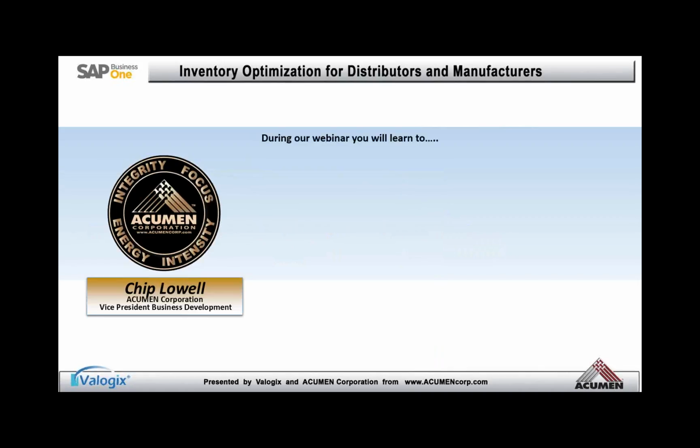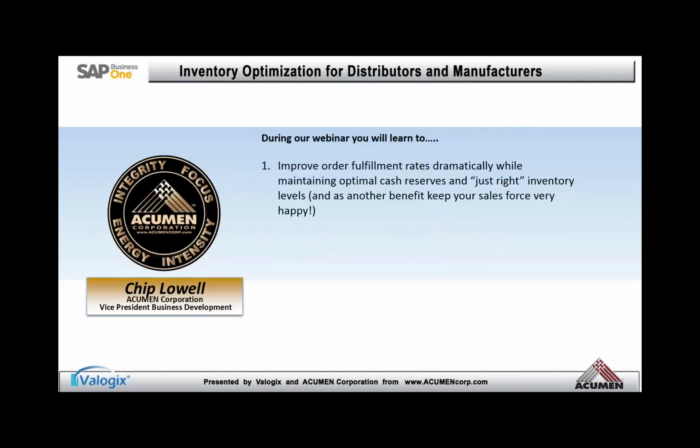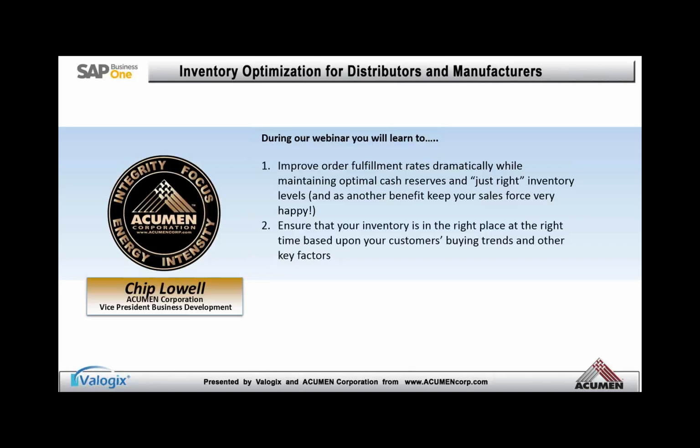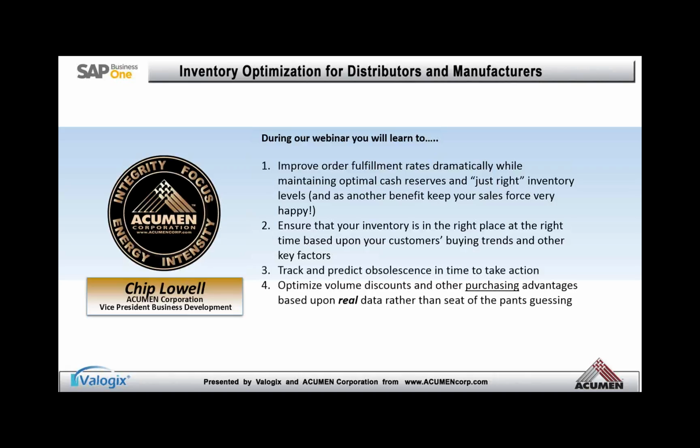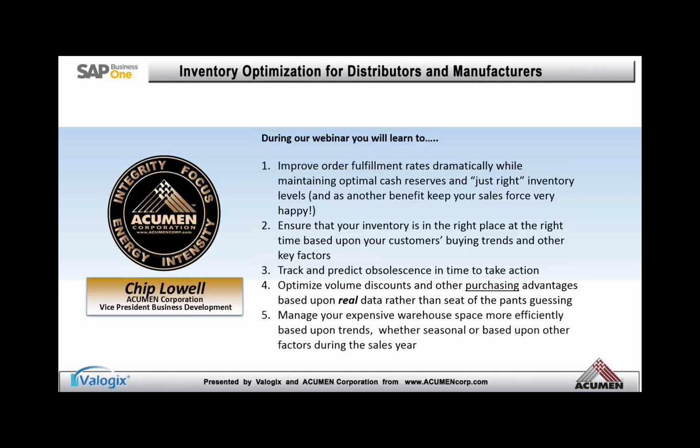During our webinar, you will learn to improve order fulfillment rates dramatically while maintaining optimal cash reserves and just right inventory levels, and as another benefit, keep your sales force very happy. Ensure that your inventory is in the right place at the right time based upon your customers' buying trends and other key factors. Track and predict obsolescence in time to take action. Optimize volume discounts and other purchasing advantages based upon real data rather than seat-of-the-pants guessing. Manage your expensive warehouse space more efficiently based upon trends, whether seasonal or based upon other factors during the sales year.